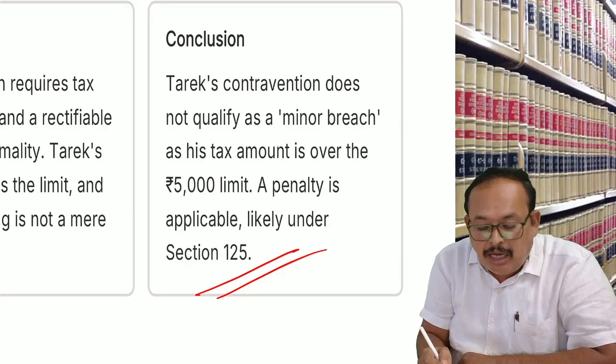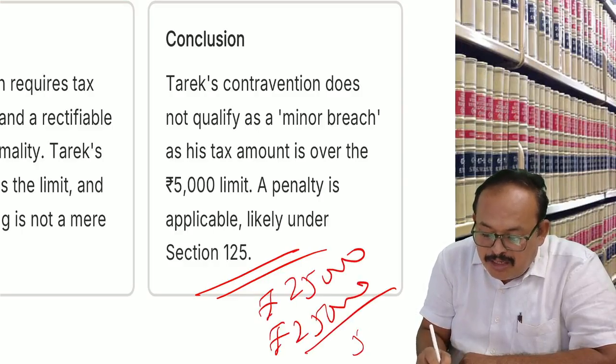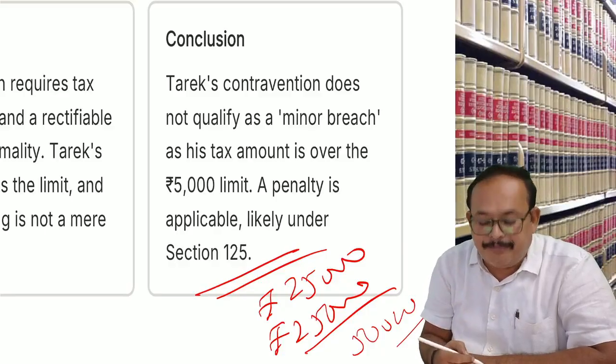Understand? How much penalty, up to rupees? 25,000 as per CGST and 25,000 as per SGST, totally 50,000. Up to that amount can be levied.